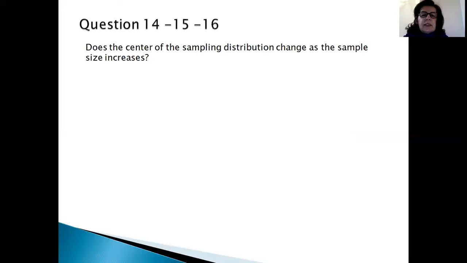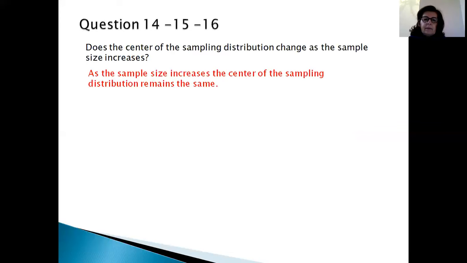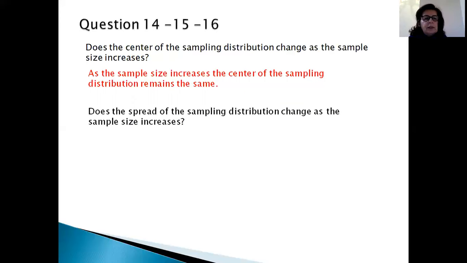Does the center of the sampling distribution change as the sample size increases? As the sample size increases, the center of the sampling distribution remains the same. Remember the central limit theorem and all the explanations in the lectures, and then all the examples we did before this question.